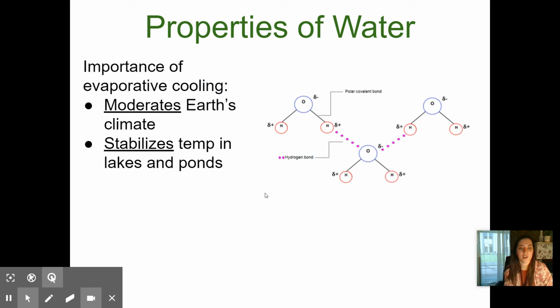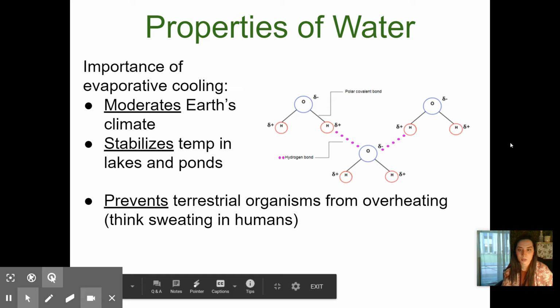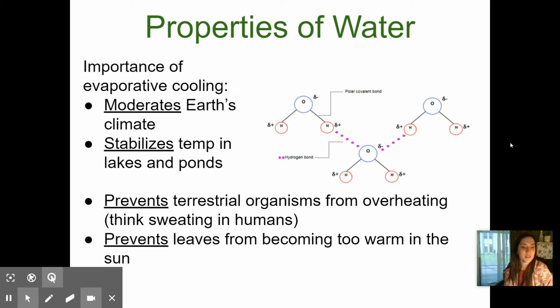So it moderates Earth's climate. It also stabilizes the temperature in lakes and ponds, and it prevents terrestrial organisms from overheating. So think sweating in humans. This also prevents leaves from becoming too warm in the sun. Leaves will do the same thing, and it evaporates the super hot water.